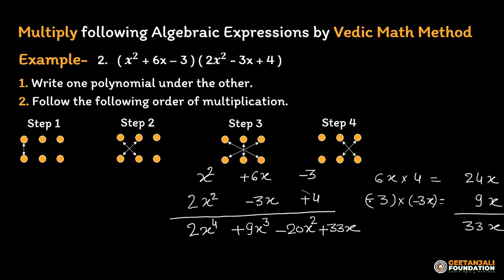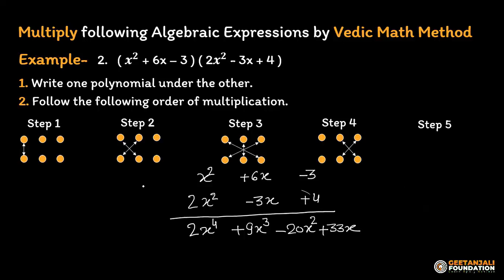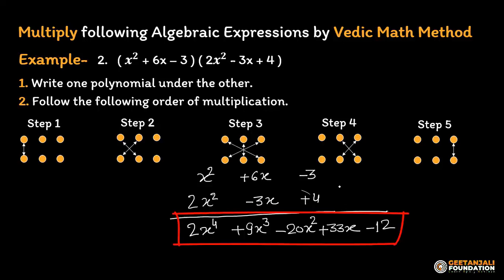So we will write plus 33x as this number is positive. After this, we will move to step 5. Now in the fifth step, we move towards the right once again. So when we move towards the right, we need to leave this column as well. So we will vertically multiply these two numbers. So minus 3 times 4 we have to multiply. Minus 3 times 4 will give you minus 12. So we will write minus 12. And this is our final answer after multiplying these two trinomials.